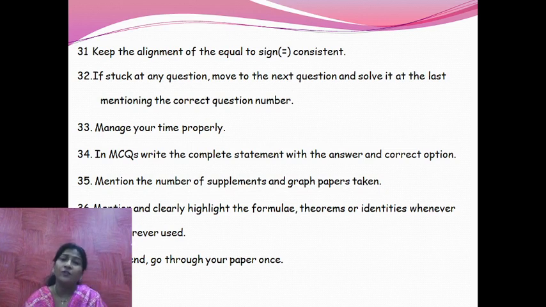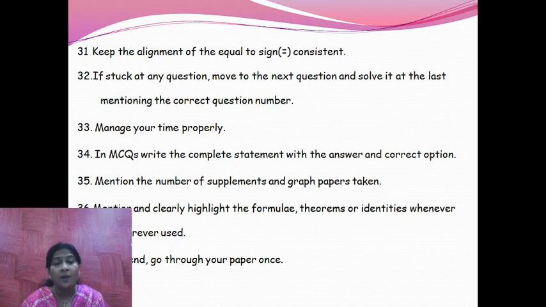Okay, then if you are stuck at any question, move towards the next question. Don't get stuck over there thinking about it and wasting your time. You come back to that question once you have finished your whole question paper. Yes, and don't lose your confidence also. Then manage your time properly while solving. You must know how much time should be given to how many questions there are, and what the weightage of the question is.